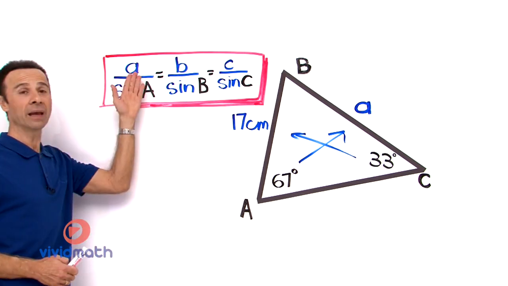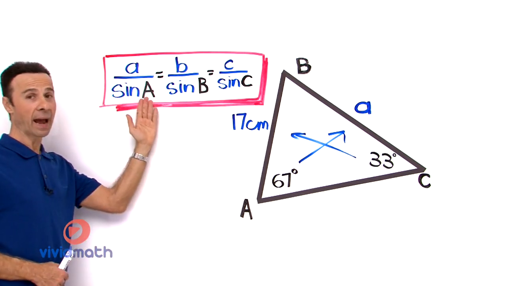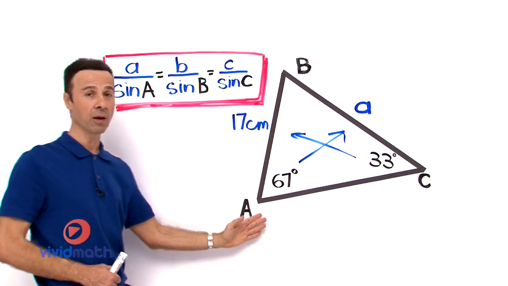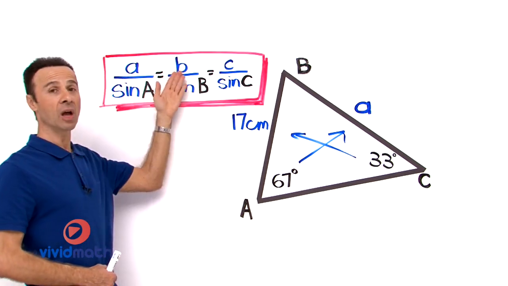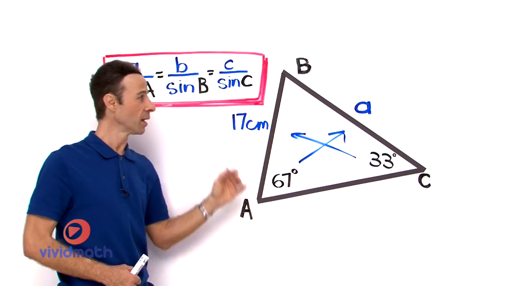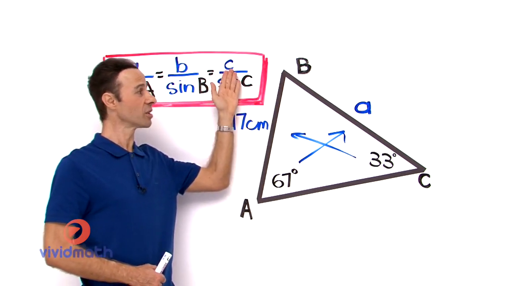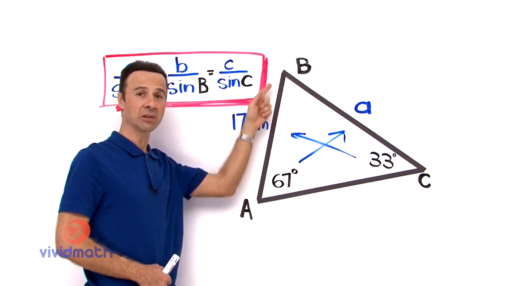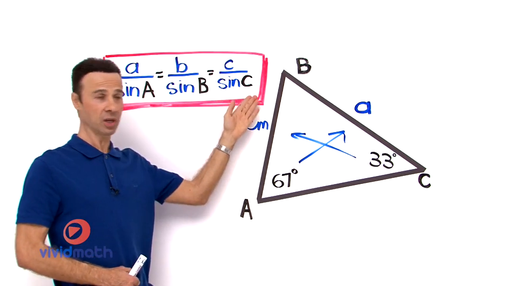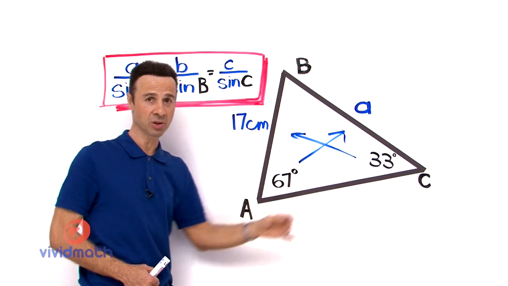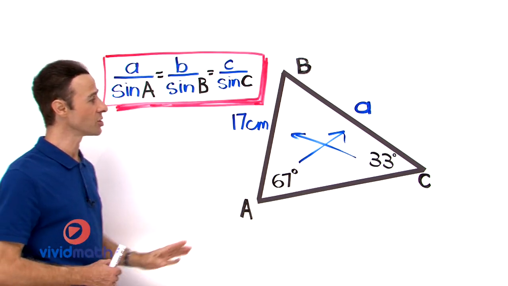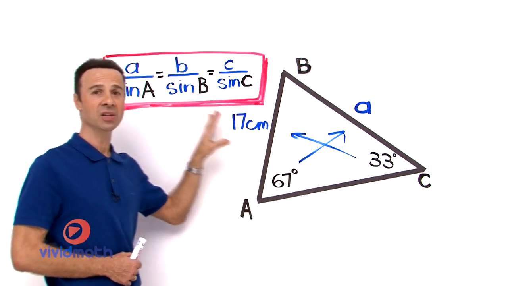We have little a, which is the length, over sine A, and the A is the angle, equals little b over sine B, and B is the angle up there, which is not given in this particular example. And little c, the length there, over sine C, the angle down there, which is directly opposite. So all we need to do is take this piece of information and substitute it in there.